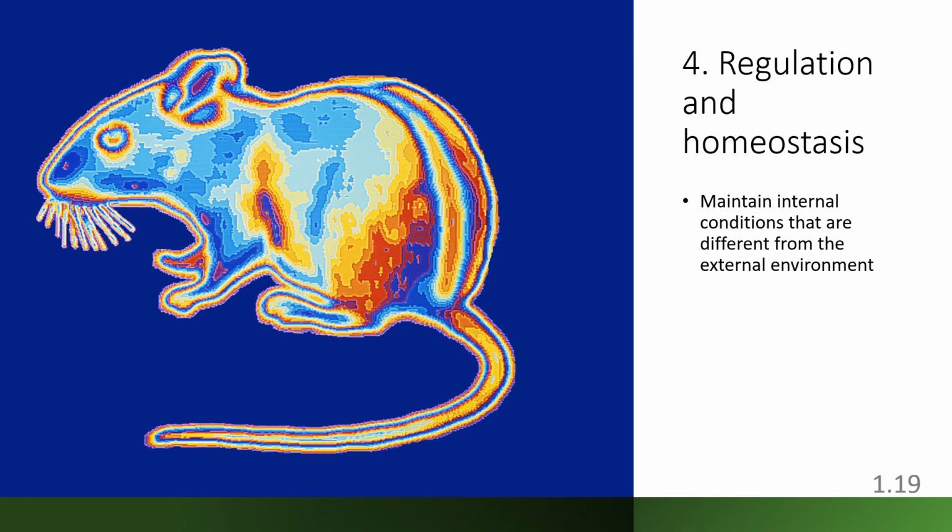Living things need to be able to regulate their internal environment. Whether we're talking about a human or a single bacterial cell, that living thing needs to maintain conditions inside its body that are different from conditions outside the body.